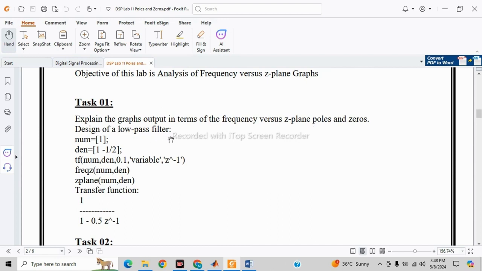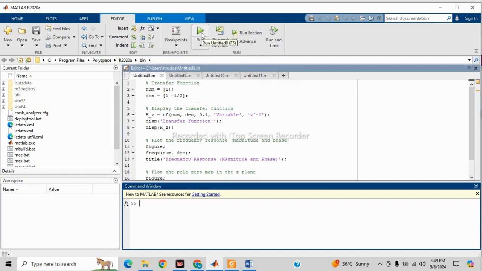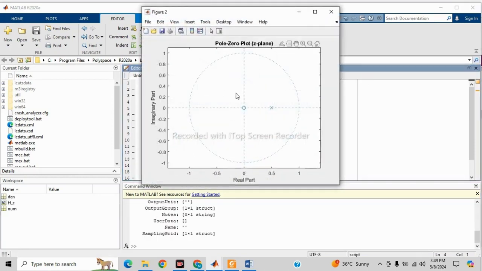Design of a low-pass filter. Here is the code, and I have to implement this in MATLAB. This is the code I have written in MATLAB, and the output of this code is here. Here is the pole, and this is the zero. The pole is at 0.5, and this is the unit circle.